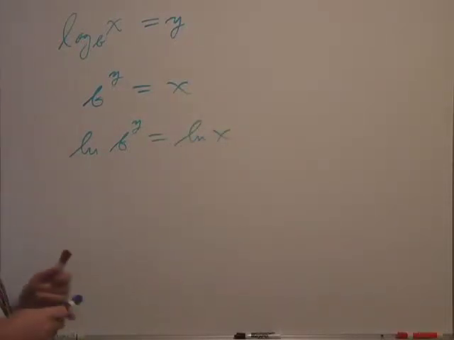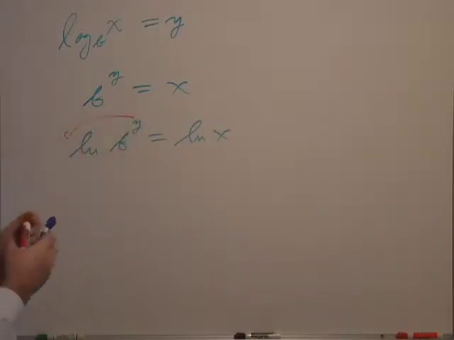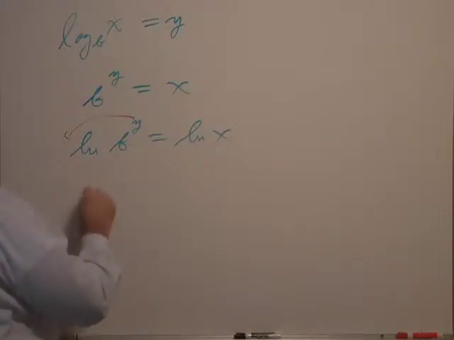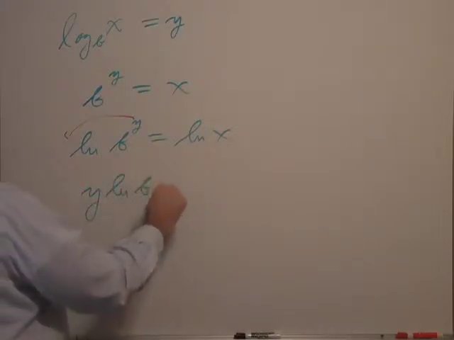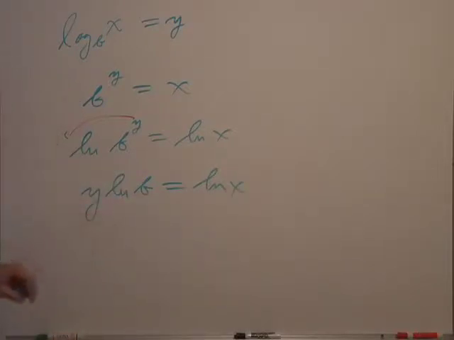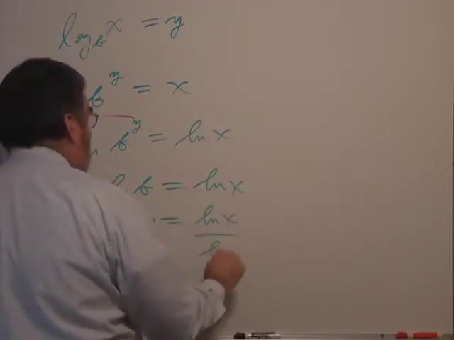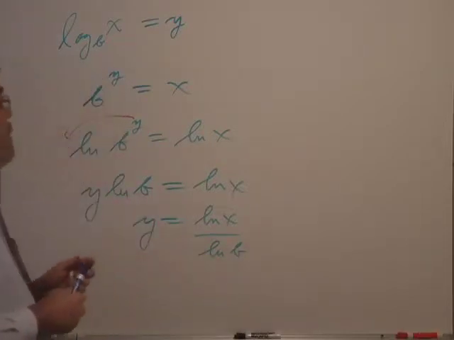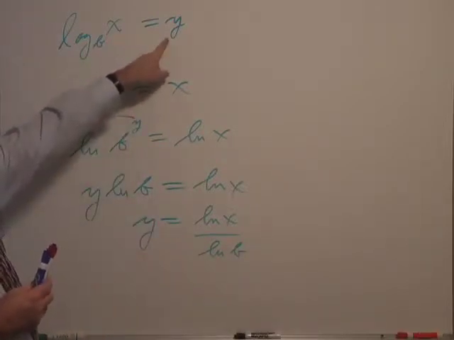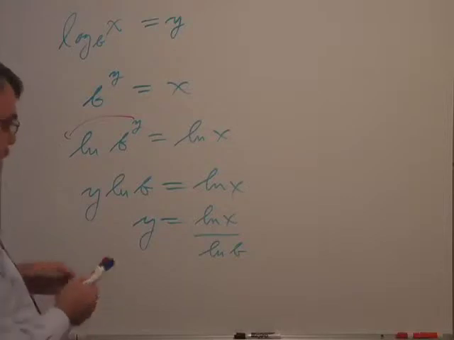and then use the power rule to bring that y in front. And so this becomes y times the natural log of b equals natural log of x. And I want to solve for y by dividing both sides by natural log b. So y is equal to natural log of x over natural log of b. And that's what we're looking for. We're looking for y.